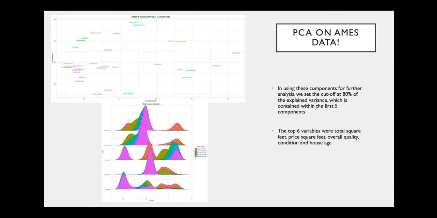However, I wanted to conduct a PCA on the Ames housing dataset because I wanted to segment the data as well. Using a PCA, I was able to set the cutoff at 80% of the explained variance, which was contained within the first 5 components. And then I was able to understand that the top 6 variables that directly related to sales price were total square foot, price per square foot, overall quality, condition, and house age as well. And this aligns with the initial parallelogram that I saw in my EDA.